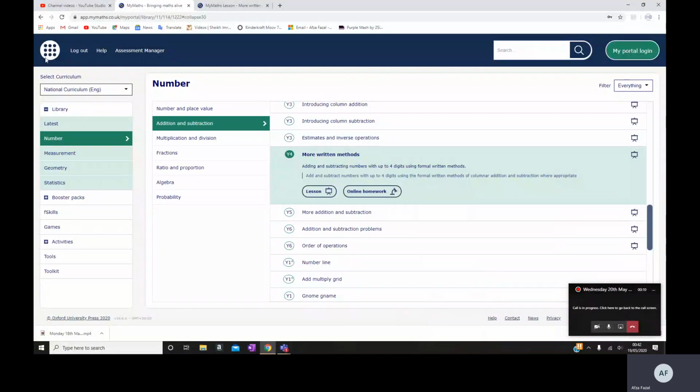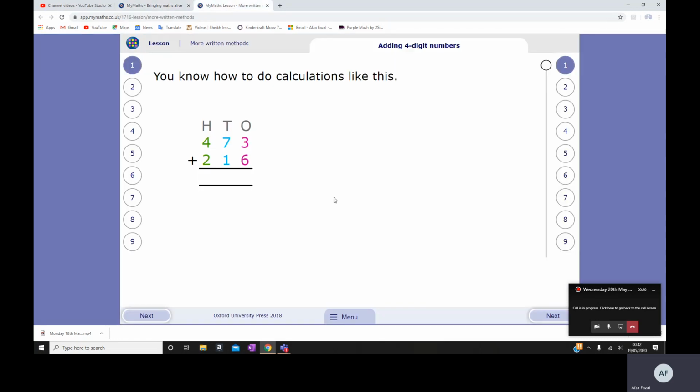Today we're looking at addition and subtraction. When you go onto my maths page, you have to click on number, then addition and subtraction, find year 4 and click on more written methods. I'm going to click on the lesson.